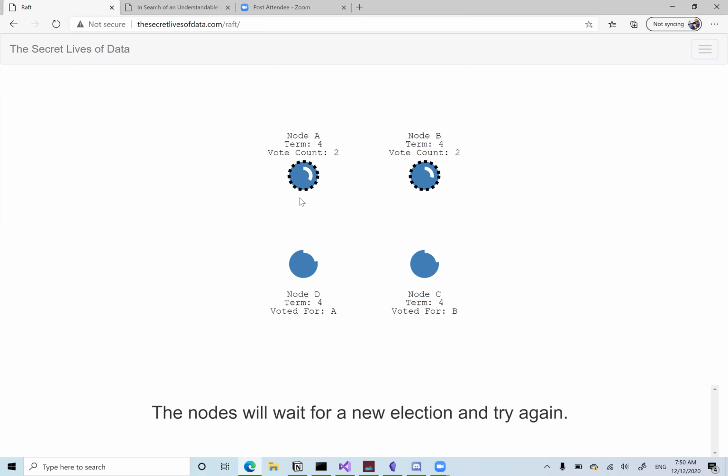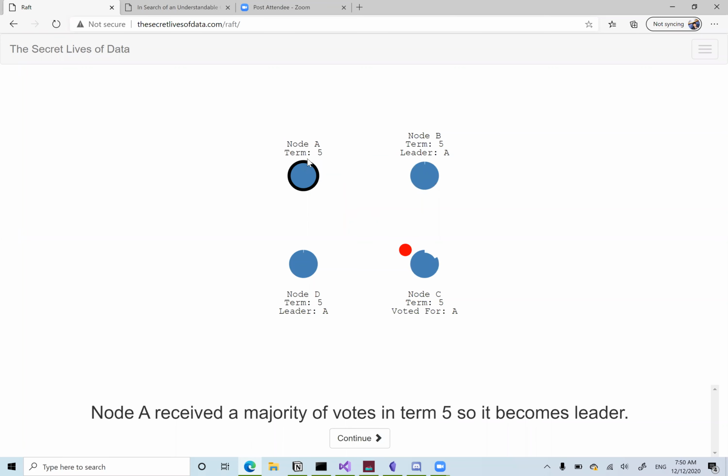So then, because it could not be decided, because to become a leader you need majority, right? You need consensus. So then none of them will become a leader, and again a timeout will start, and then again voting will happen. So now node A received a majority of votes in term 5, so it became a leader.